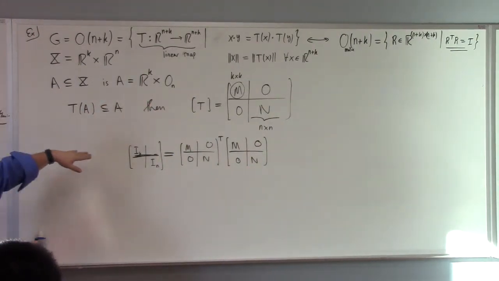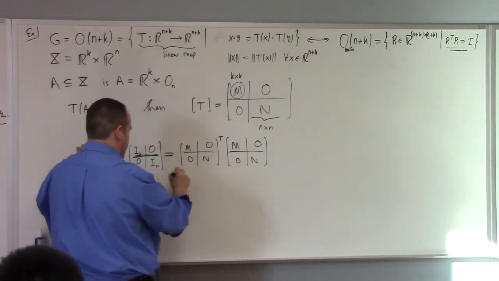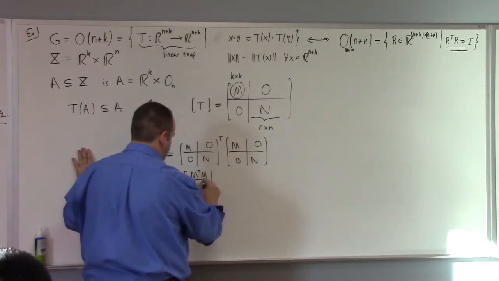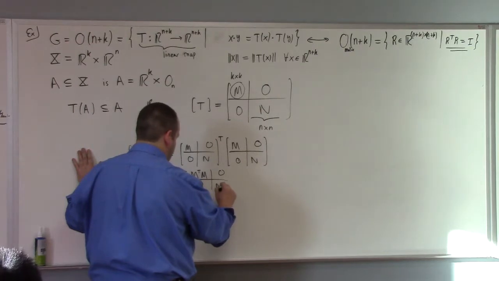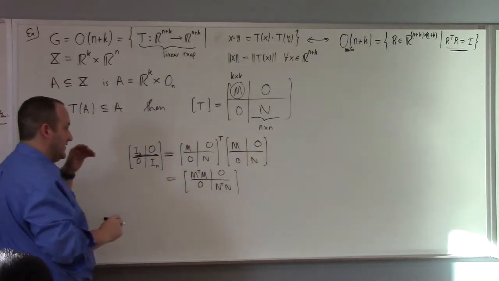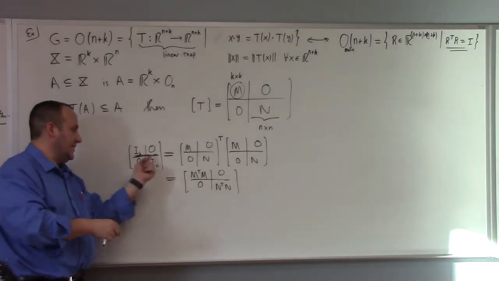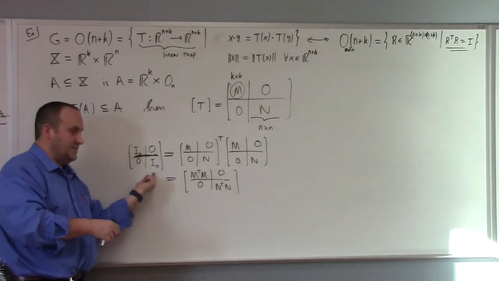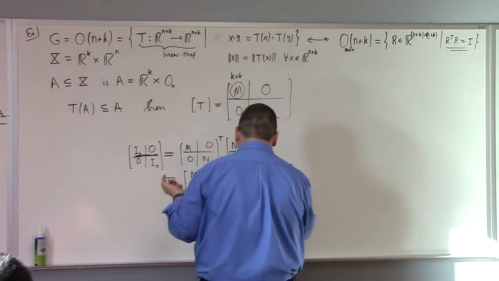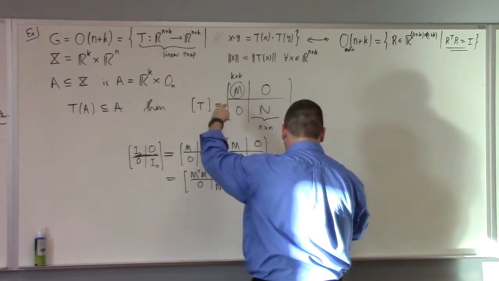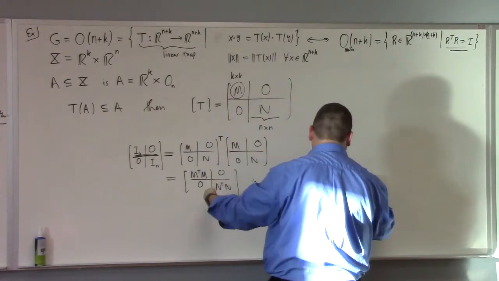Anyway, so what do we got? This is just M transpose M, 0, 0, N transpose N, when you do the block multiplication and the transposition. Do you agree? Disagree? Anyway, so what does that mean? That means M transpose M is equal to I_k, N transpose N is equal to I_n, which is to say, of course, that M is itself in O_k and N is in O_n.